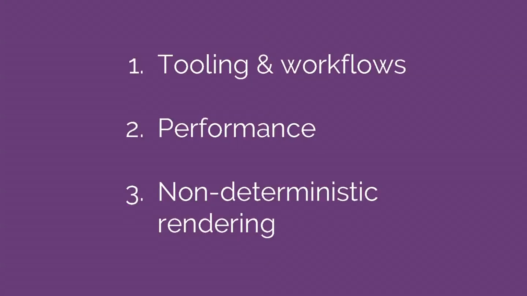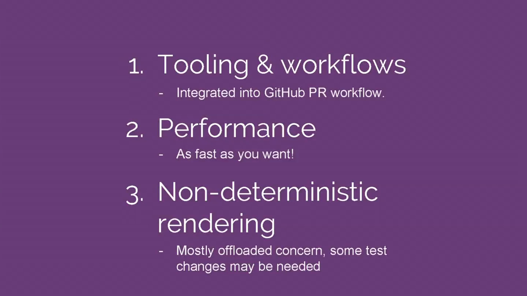So that's the underlying architecture of how we've attempted to solve these problems. And it works pretty well in addressing these main concerns. We're integrated into GitHub PR workflows. The performance is basically as fast as you want because it's completely a concern of how much concurrency we assign to it. And non-deterministic rendering is now our problem, right, and not your problem.